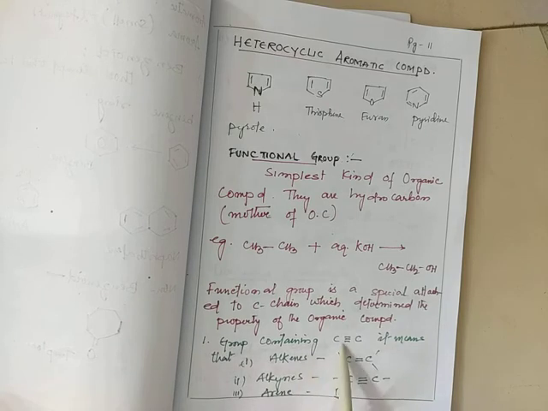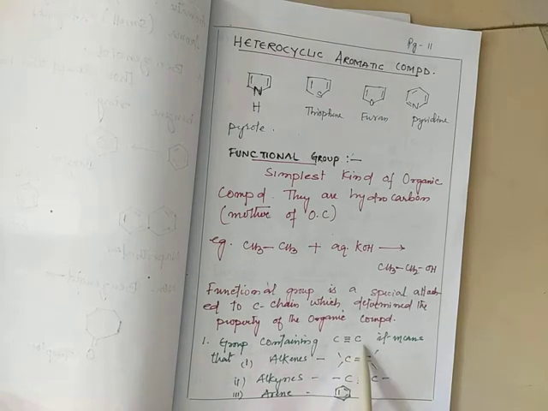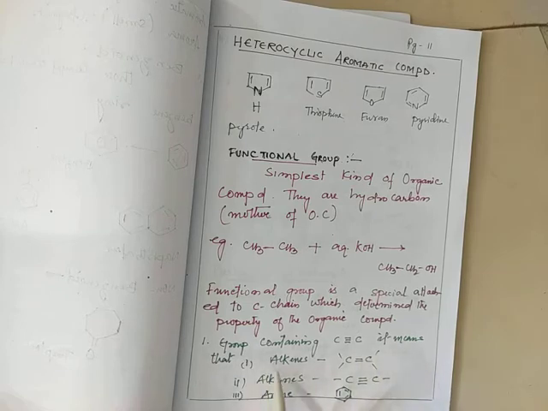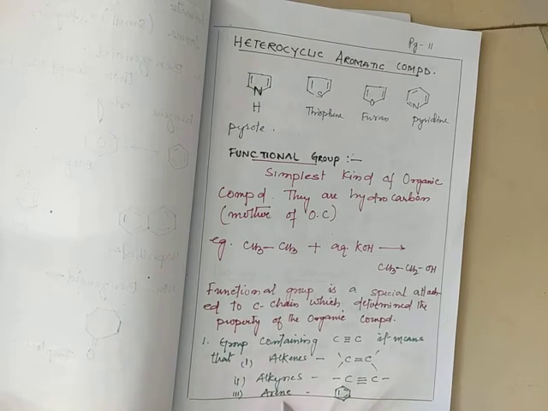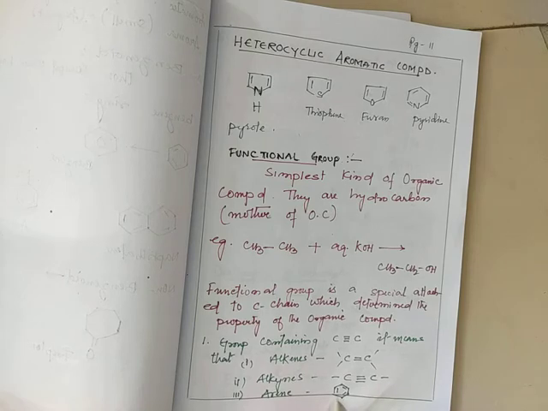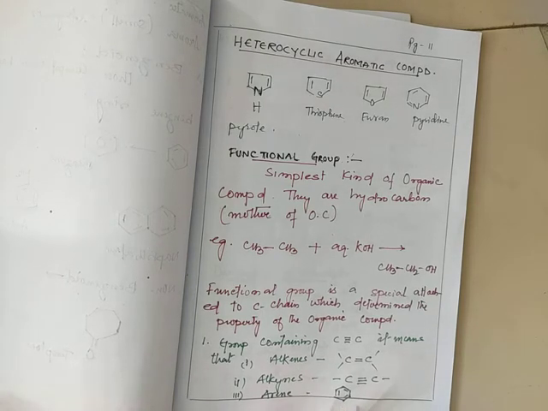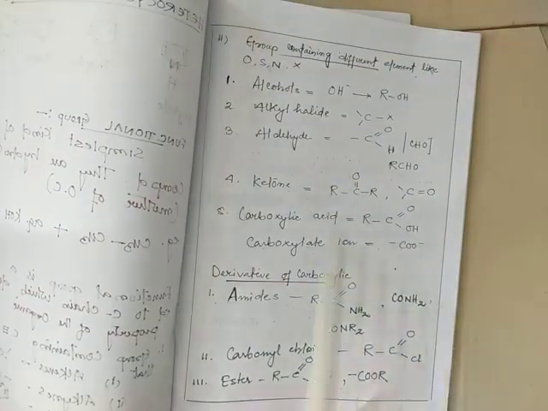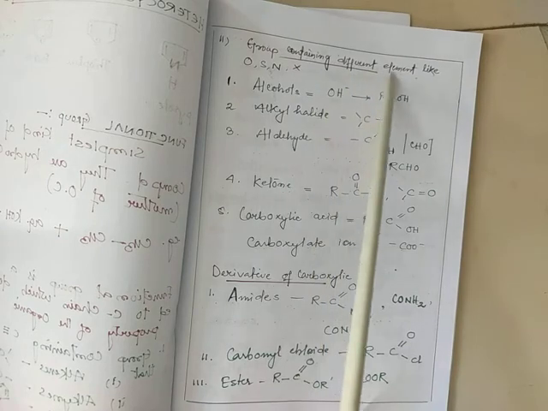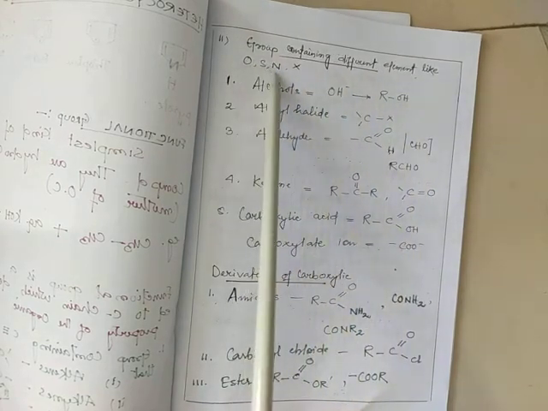Now, groups containing carbon-carbon multiple bonds. The first one is alkene, where a double bond is there. Alkyne means a triple bond. Then arene means a benzene ring having alternate double bonds, so that is an arene.